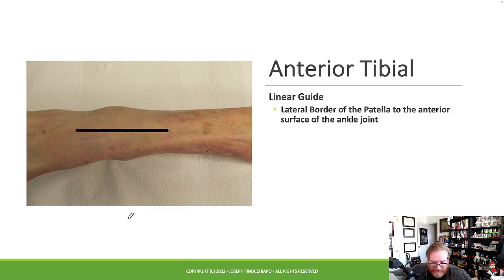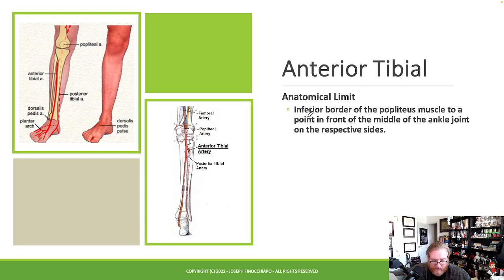The linear guide is lateral border of the patella to the anterior surface of the ankle joint. So the outer border of the kneecap to the front surface of the ankle joint. Start on the outside, and then you work your way down. The limit is the inferior border of the popliteus muscle, which is where the popliteus ended, to a point in front of the middle of the ankle joint on the respective sides.